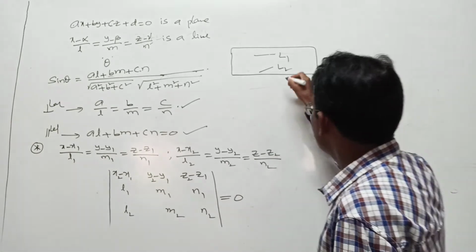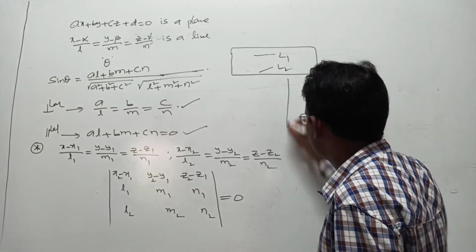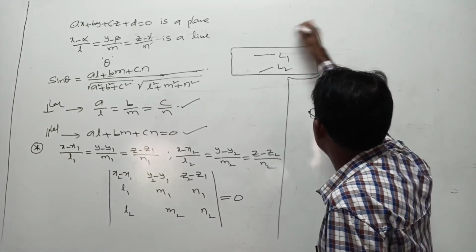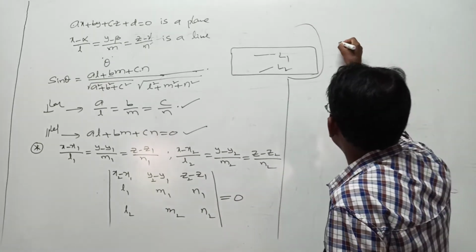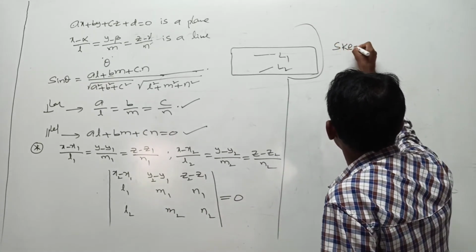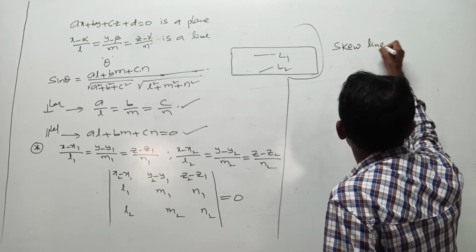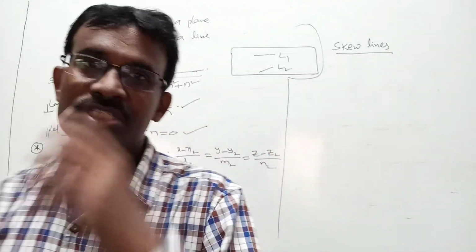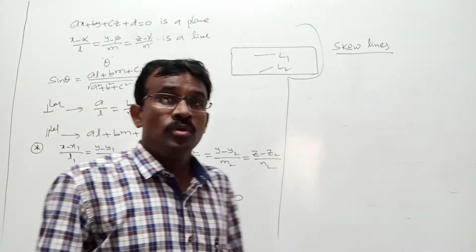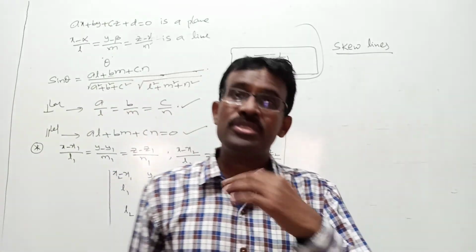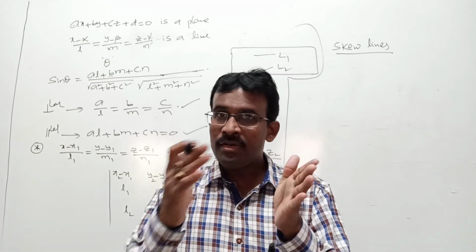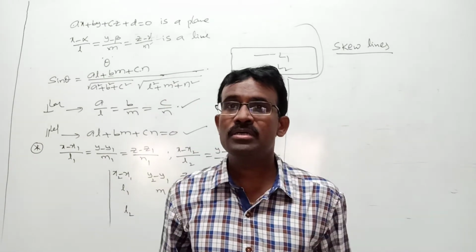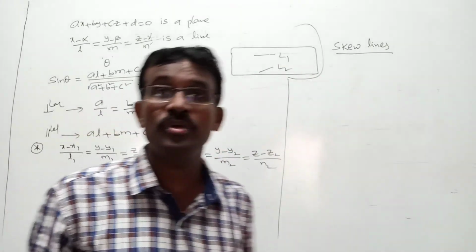Let us see the last concept now. Before going into that concept, see a special type of lines. Its name is skew lines. When do you say two lines are skew lines? Two lines which are not parallel and not intersecting anywhere. Such types of lines are called skew lines.